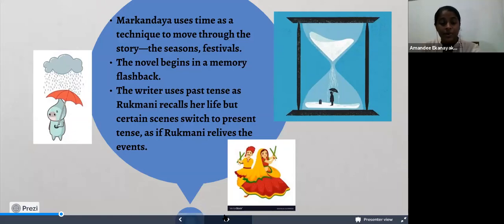The writer uses past tense as Rukmani recalls her life, but certain scenes switch to present tense as if Rukmani relives the event, and the writer is successful in narrating the story. Next, let's move on to the next topic.